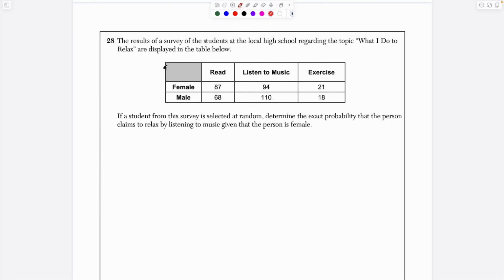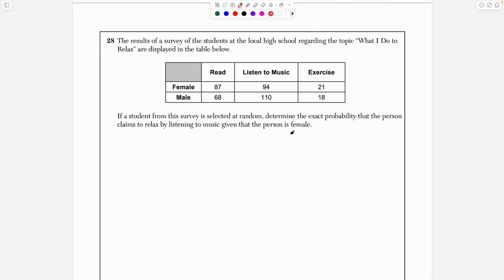Question 28, the results of a survey of the students at the local high school regarding the topic, what I do to relax, are displayed in the table below. If a student from this survey is selected at random, determine the exact probability that the person claims to relax by listening to music, given that the person is female.